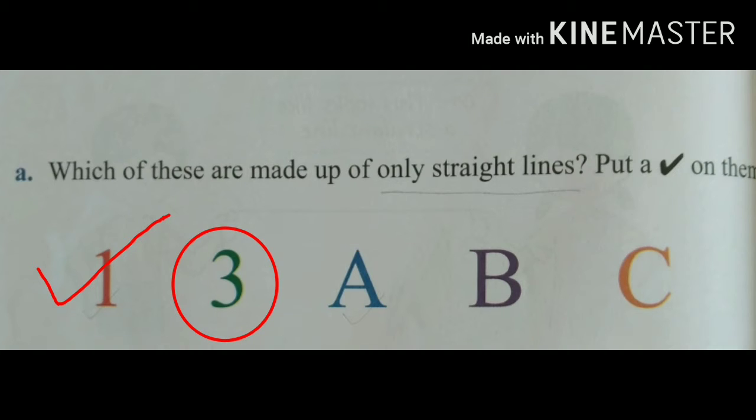Here we can see the number 3 made up of curved lines. We can see two curves on the number 3. So we can't tick on it.